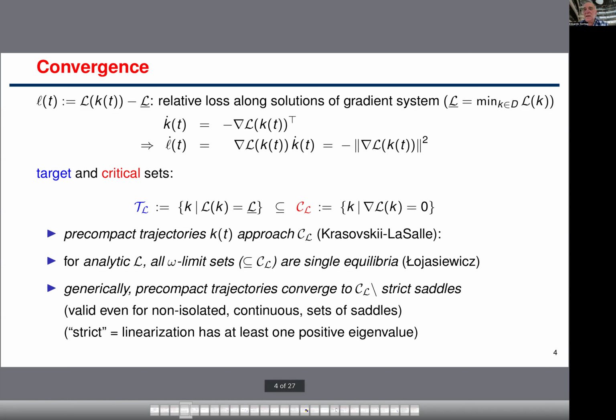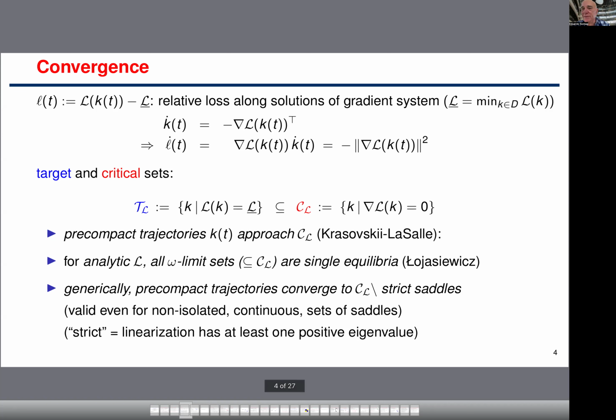And in fact, one can easily see, this is totally standard, that the pre-compact trajectories will always approach the set of critical points, that is to say the places at which the gradient is zero. One can actually show in the case of analytic loss functions that omega limit sets, which of course are included in the critical set, are actually single equilibria. So you can have interesting non-trivial omega limit sets. It's a theorem of Lojasiewicz for the analytic case. It's not true in C infinity.